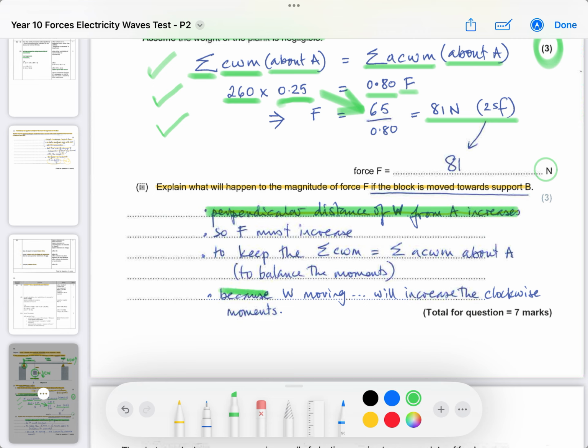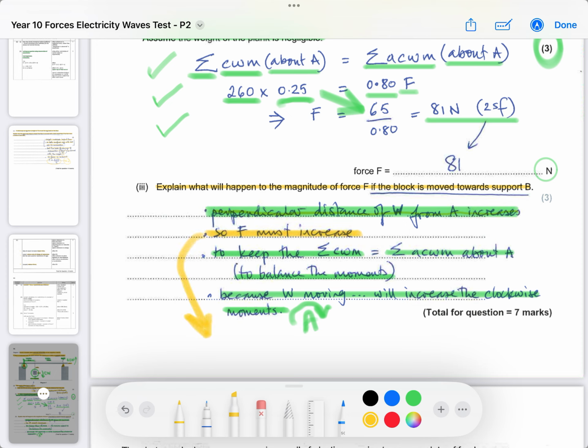So because W is moving, it will increase the clockwise moments about A. Remember, we're taking the moments about A. That's how I do it, okay? So, to balance the moments, remember we've got to keep the sum of the clockwise moments equal to the sum of the anti-clockwise moments about A to keep the balance. So F must increase. Okay?